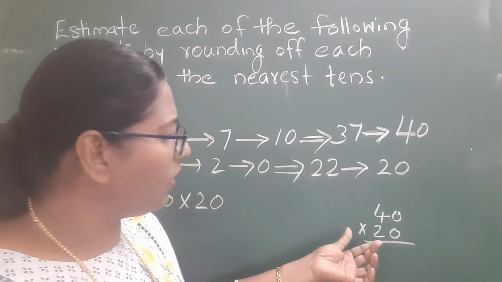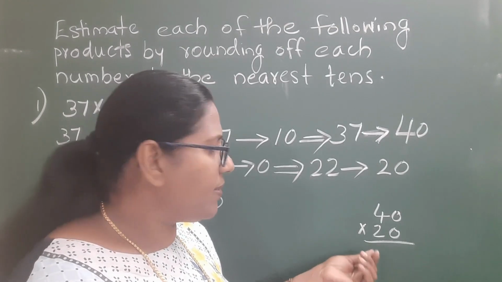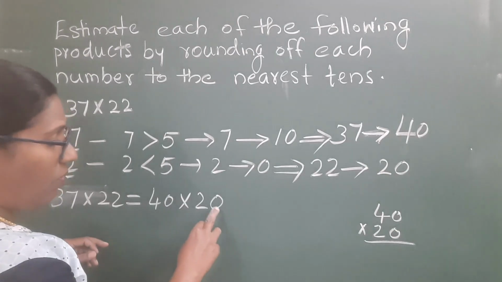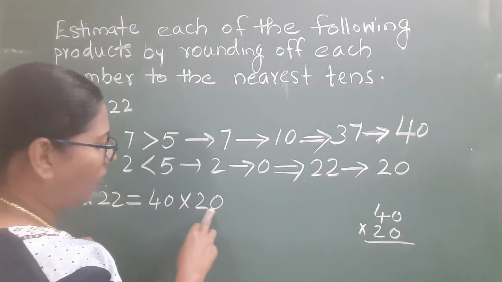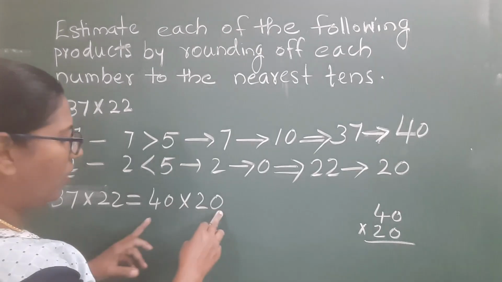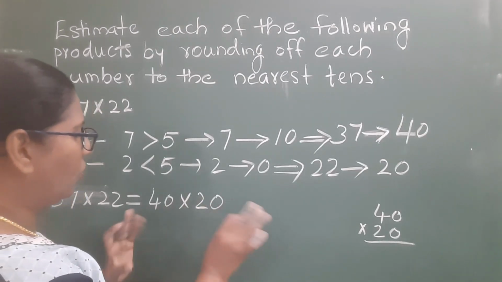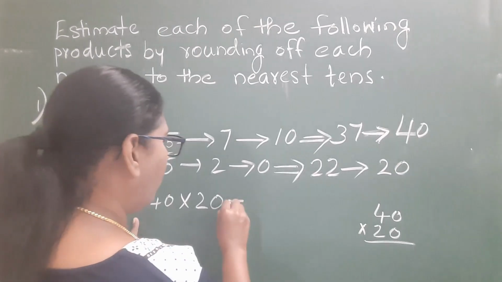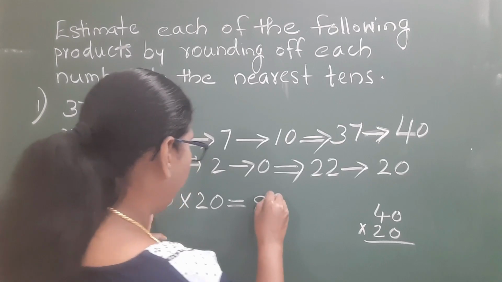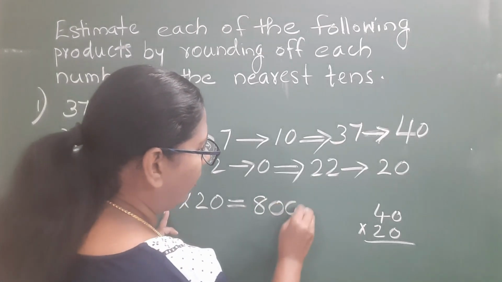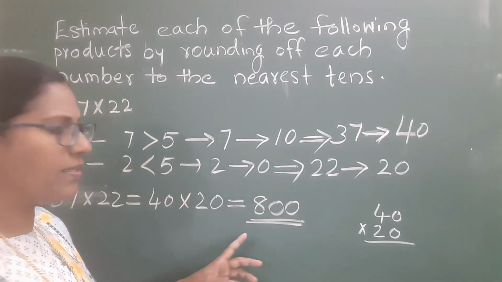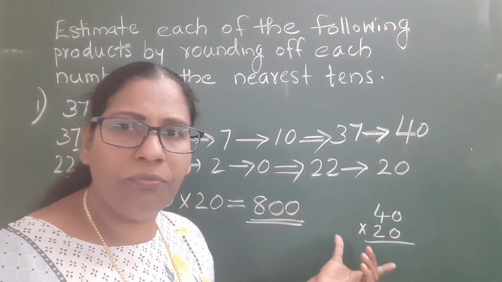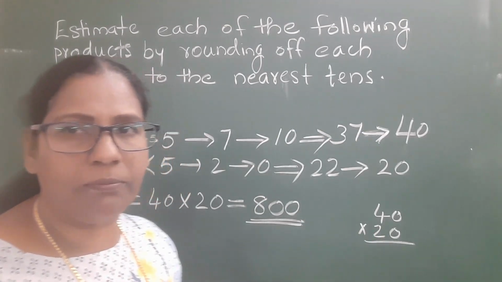Now instead of doing 40 into 20, it is easy for us to do this. 20 has one zero, 40 has one zero. We will leave these two zeros and then multiply 4 into 2. So 4 2s are 8. Then these two zeros we put after this 8. Then we get the answer 800. This is an easy way of doing multiplication instead of doing 40 into 20.